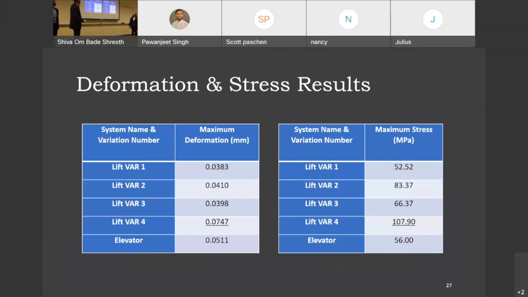As for the overall deformation and stress results, lift variation 4 is out of contention for the design because it has the highest deformation and stress. There is only one elevator simulation done, which is the one we plan on using, versus the other 3 for the lift.